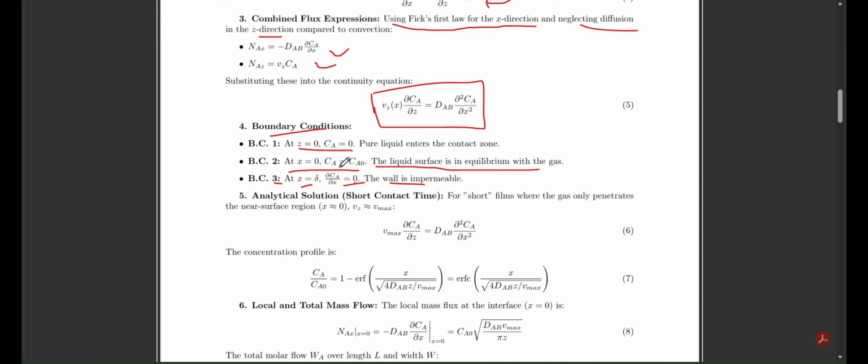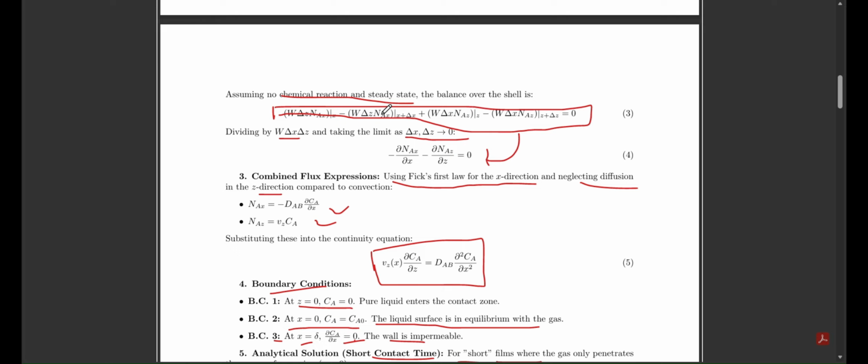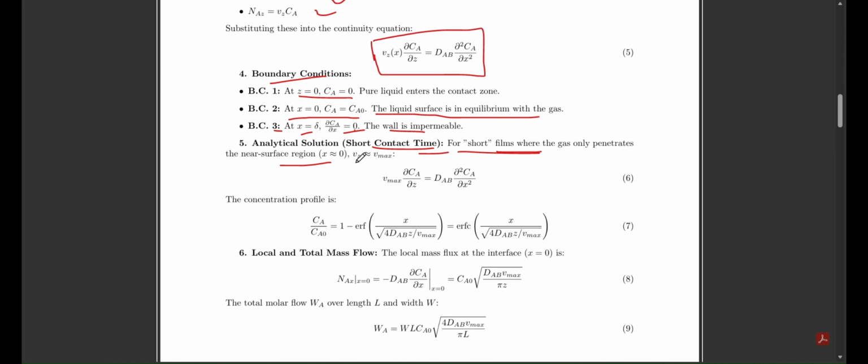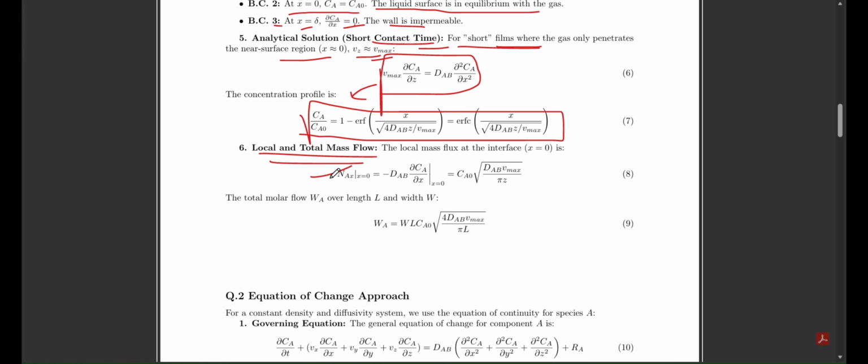Now we are using the analytical solution for short contact time, for short films where the gas only penetrates near the surface, which means x is near about 0. Our Vz is near about Vmax, so we put Vz(x) as Vmax and we get this equation. We integrate this and we get this big equation of C upon C naught. After that, to find the local and total mass transfer, we will use this equation, and we get the total molar flow rate W_A over length L and width W, which is this main equation.